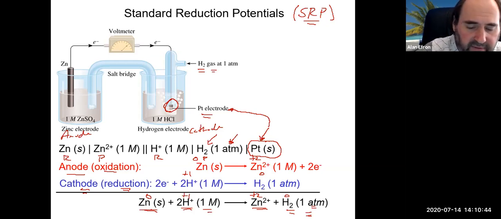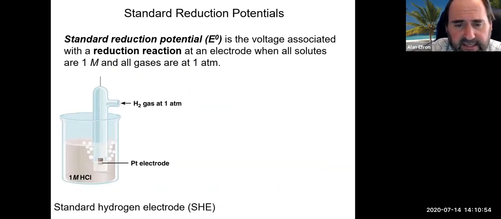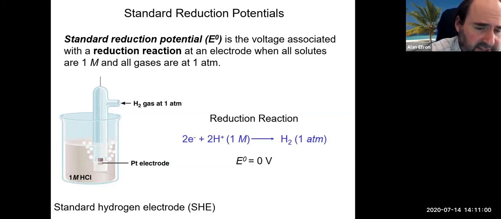So how do we figure out really what all these SRP values, or standard reduction potential values, are? Like anything in chemistry, we have to come up with a standard to use. And the standard they chose was actually that hydrogen electrode that we just saw. That hydrogen electrode was used as basically the standard to compare everybody else to.